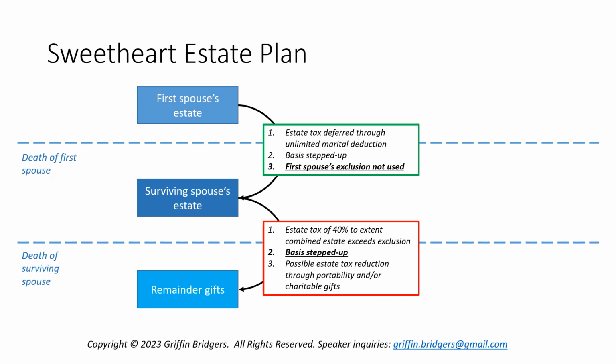Again, though, we get a second basis step up. We get 2 bites at the apple here for the step up in basis for income tax purposes. And then we have the ability too, where the surviving spouse could possibly eliminate some estate tax, possibly through the use of portability and the unused exclusion to make lifetime gifts, and possibly even through charitable gifts as well.